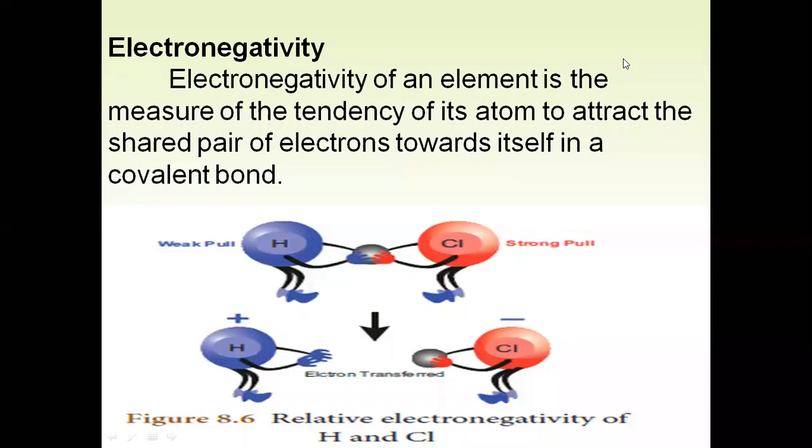The next one is electronegativity. Electronegativity of an element is the measure of the tendency of its atom to attract the shared pair of electrons towards itself in a covalent bond. So how strongly the atom attracts the electrons is measured, and that is called electronegativity. For example, HCl. Both atoms share the electrons, but the chlorine atom has a higher electronegativity and the hydrogen has a lower electronegativity.